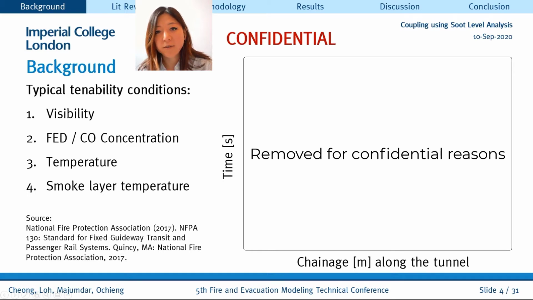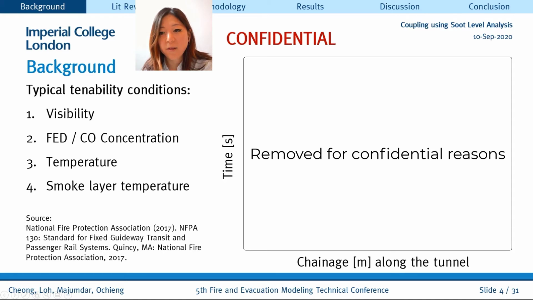On your right, you see 4 sets of RSET, ASET representation from a confidential tunnel project I have worked on in the past. On the x-axis, you have the chainage along the tunnel, and on the y-axis, the time passed from fire initiation. The worst-case fire location for this particular scenario was considered to be a chainage of 650 meters.